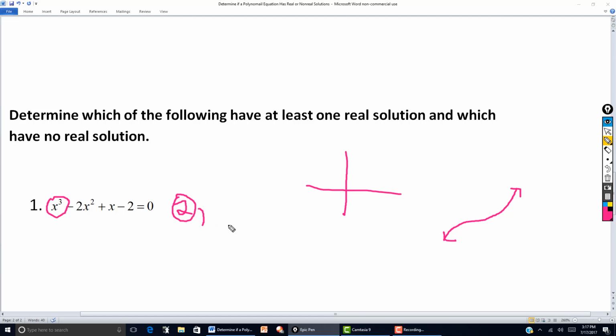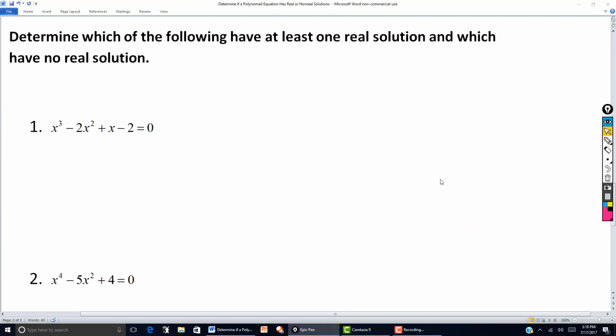And it has imaginary solutions also. But the focus here is either real or no real solution. Let's look at the next one. x to the fourth minus 5x squared plus 4 equal to 0.